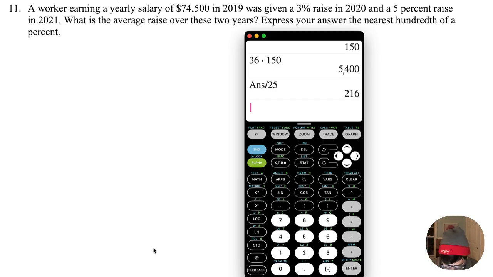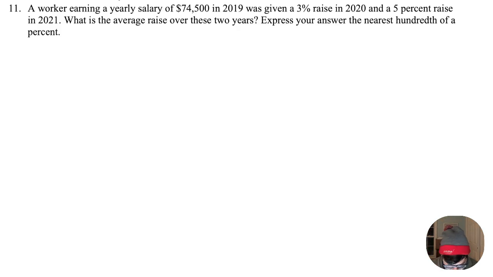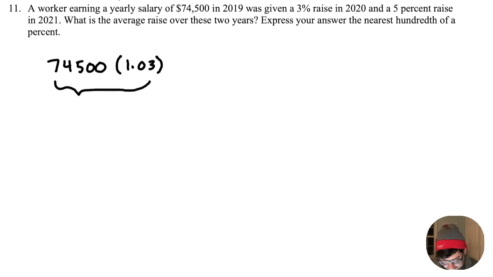Let's think about this. There's a worker, and they have a yearly salary of $74,500, and they're given a 3% raise. So what does that mean? Well, that means you add 3% on to the amount they have. So you take 74,500 and multiply it by 1.03. This is their salary after the first year.